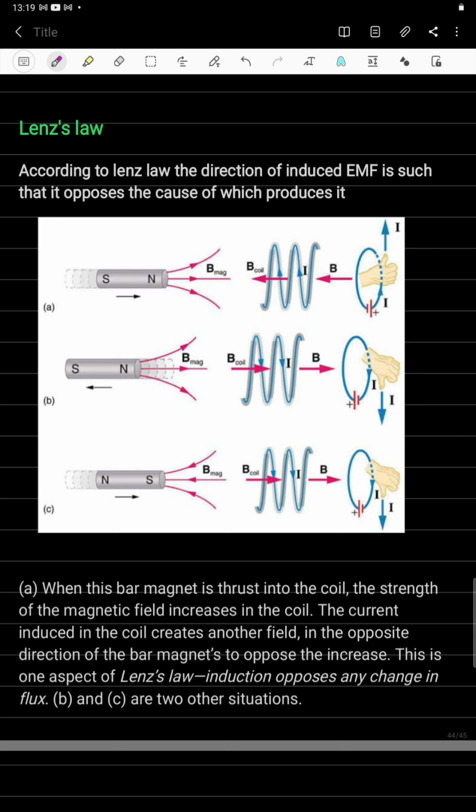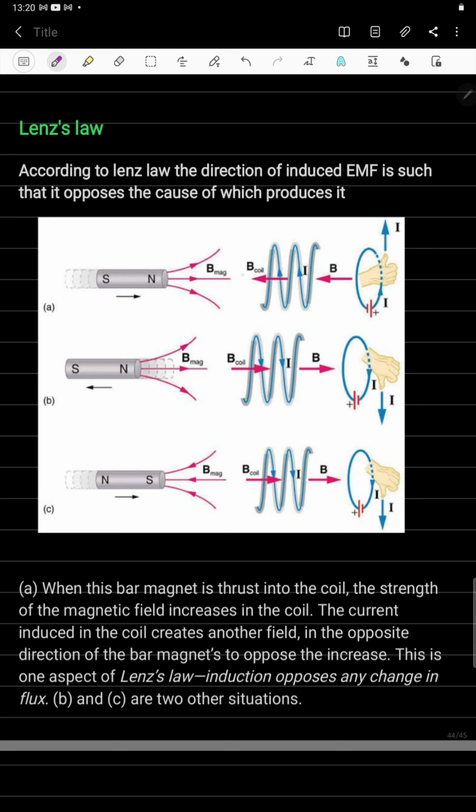According to Lenz's law, the direction of the induced EMF is such that it opposes the cause which produces it. So I have taken here how to find the direction of the current, or the direction of the induced EMF. Let us take three examples. In one, I have taken a magnet having S and N poles, and one coil.